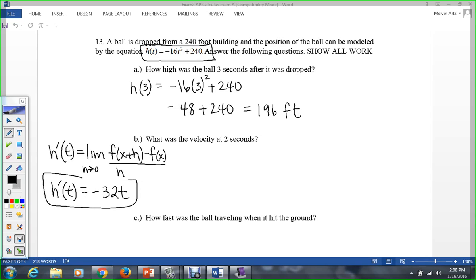So you need to go through that process of finding this on your own, and then we're trying to find h prime of 2. So here's our h prime of t, so we're going to plug in 2. So negative 32 times 2, and that's negative 64, and our units would be, let's see, the original problem gave us our units, I believe. It says 240-foot building, so it would be feet per second.